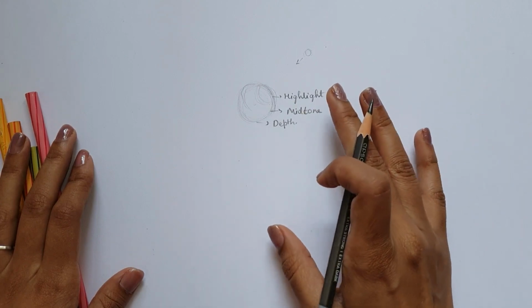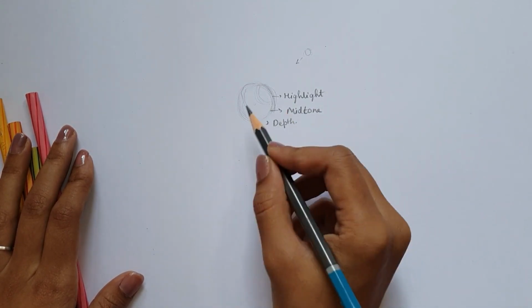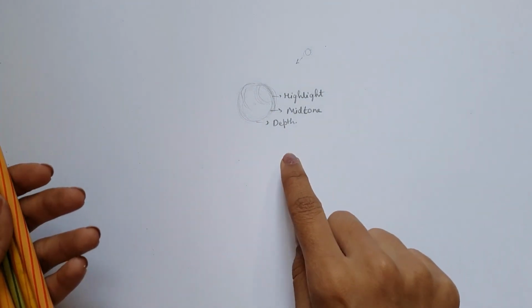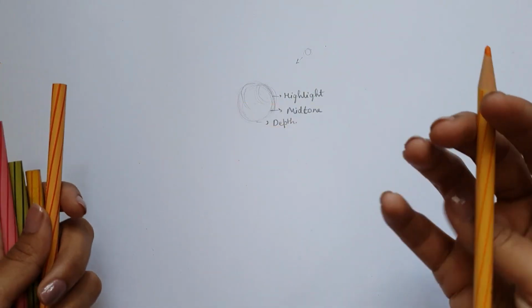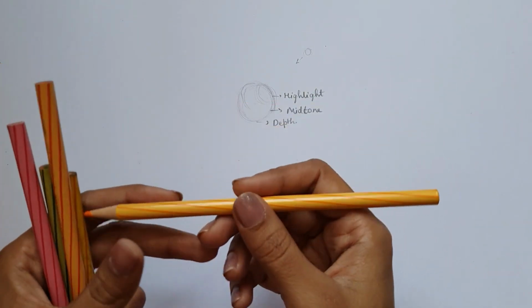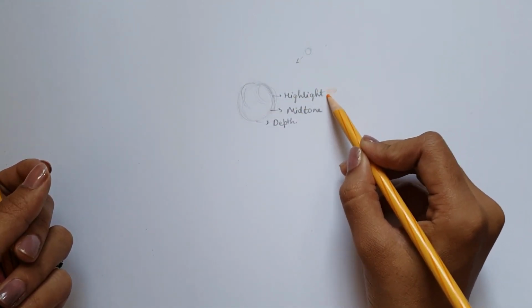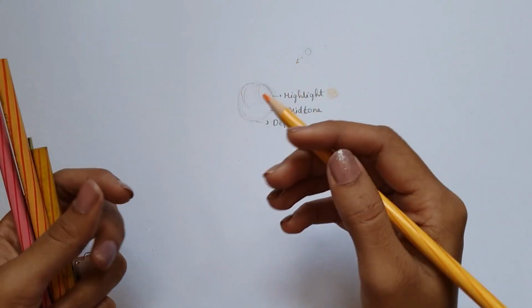So first, highlight is the base color. Any object has some color. You can't just put white as highlight. So if my object is of yellow color or orange color, I will give the highlight with the lightest tone of that. Later on, you can just give one white touch to show how it's shining, or if it's matte, then you don't need to put any white color.